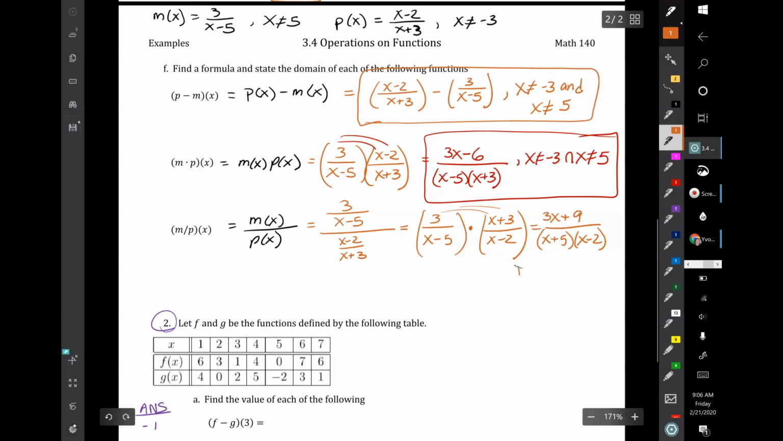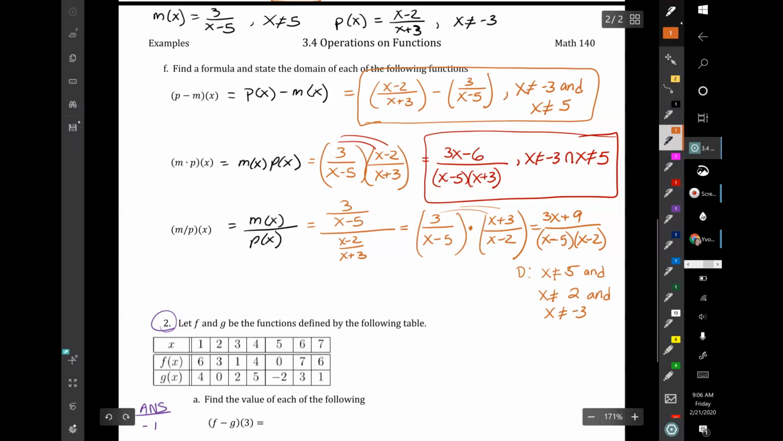So the domain for this one would be x can't equal, actually, that should be a minus there. I don't know why I wrote a plus, so let's fix that. X minus 5 just from here stays the same, didn't become plus. X can't equal 5, and x cannot equal 2. That's our new one. But also don't forget the original x cannot equal negative 3.